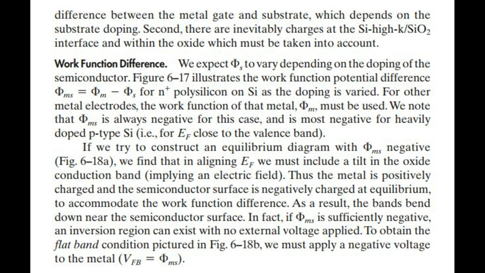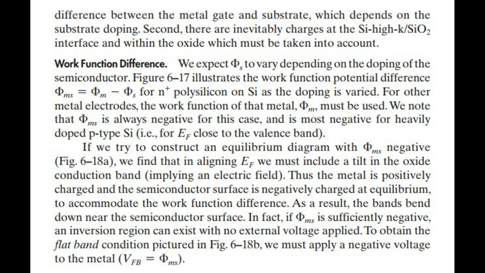Figure 6.17 illustrates the work function potential difference Φms equal Φm minus Φs for n+ polysilicon on silicon as the doping is varied. For other metal electrodes, the work function of that metal, Φm, must be used. We note that Φms is always negative for this case, and is most negative for heavily doped p-type silicon, i.e., for F close to the valence band.